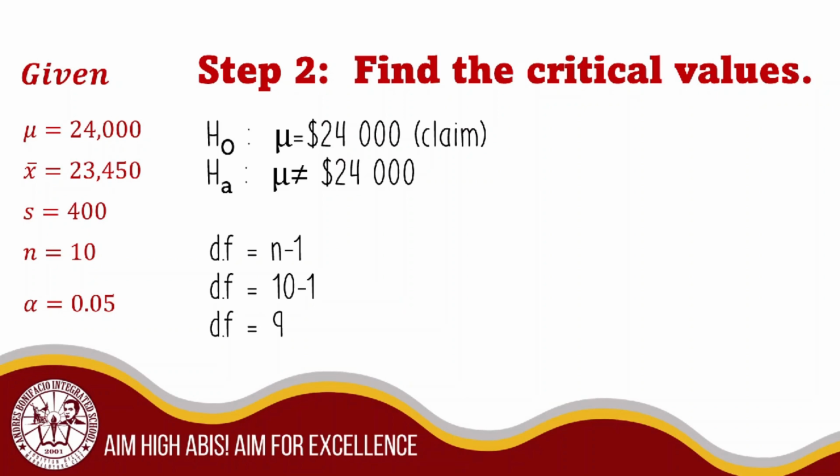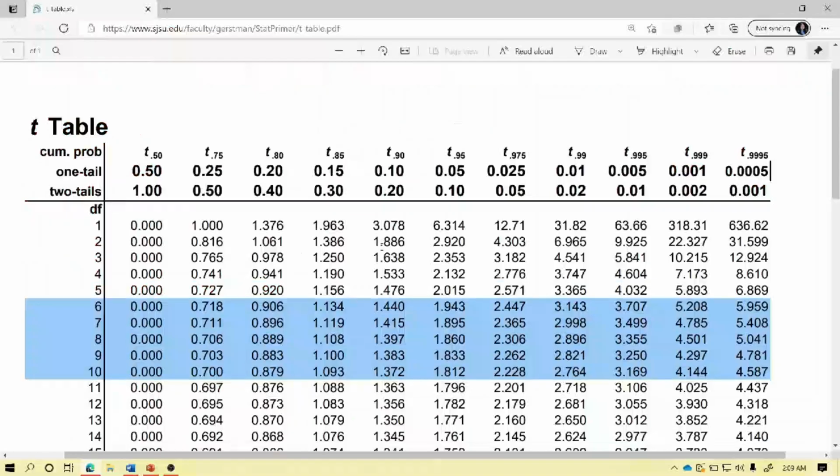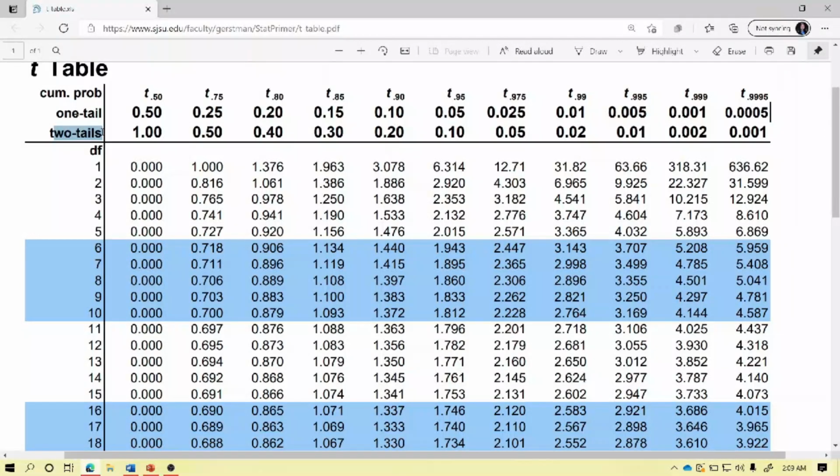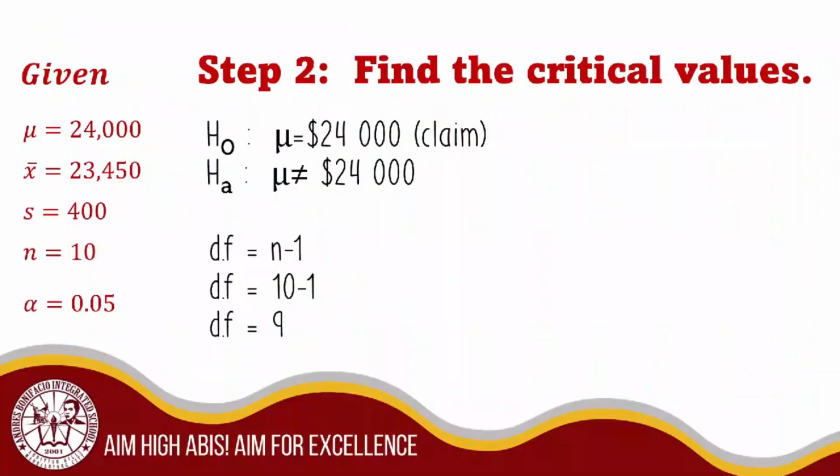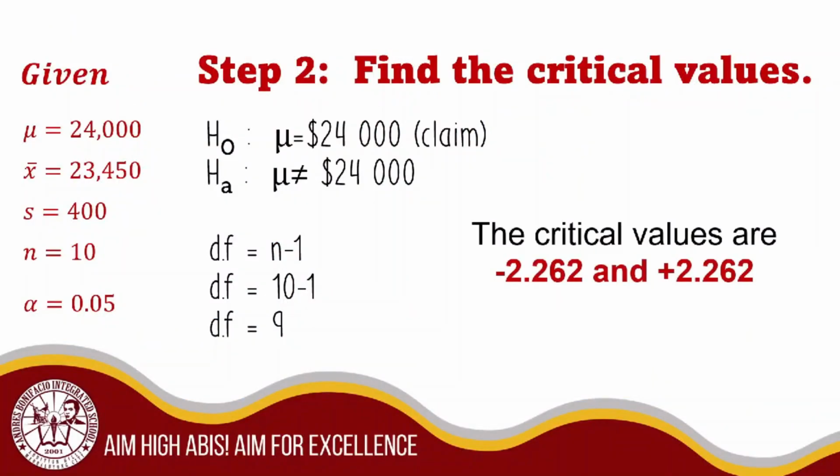So, let's go back to our t-table. Given that the level of significance is 0.05 and the degree of freedom is 9 for a two-tailed test. So, let's look on the row two tails and find 0.05. There you go. 0.05, and then the degree of freedom is 9. So the critical value is 2.262. Therefore, the critical values are negative 2.262 and positive 2.262.